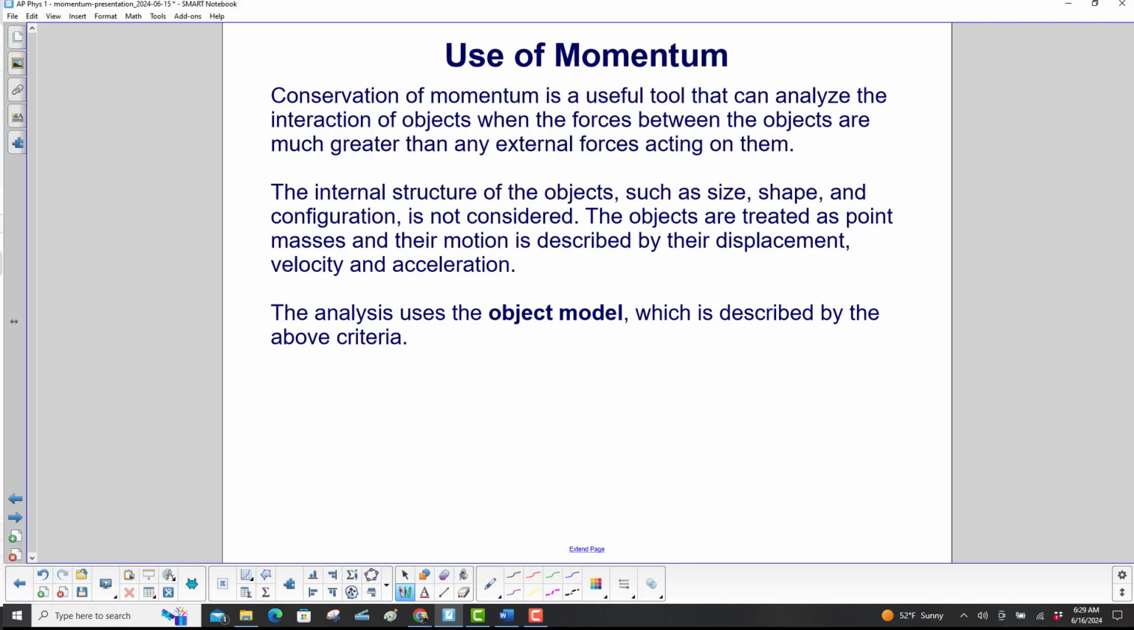Conservation of momentum is a useful tool that can analyze the interaction of objects when the forces between the objects are much greater than any external forces acting on them. The internal structure of the objects, such as size, shape, and configuration, is not considered. The objects are treated as point masses, and their motion is described by their displacement, velocity, and acceleration. The analysis uses the object model, which is described by the above criteria.